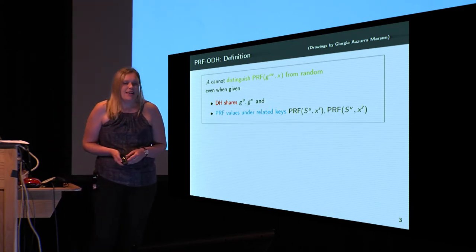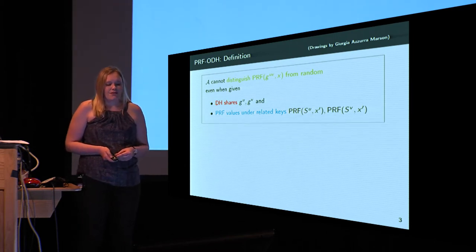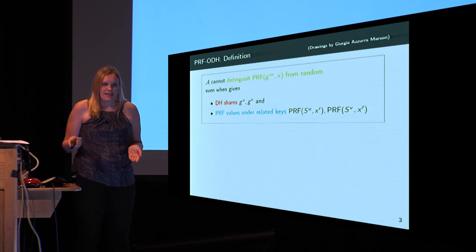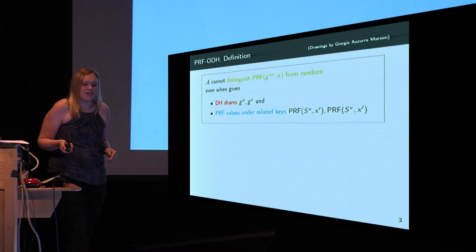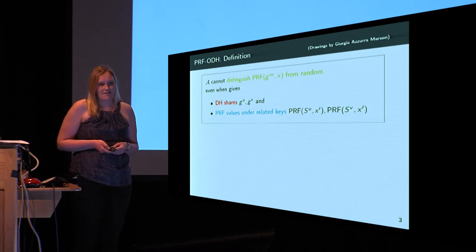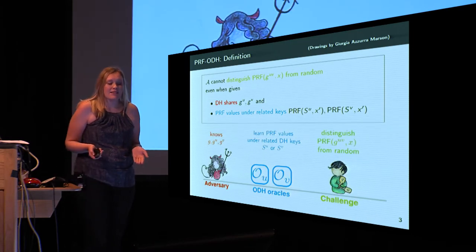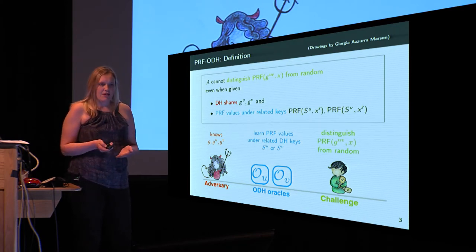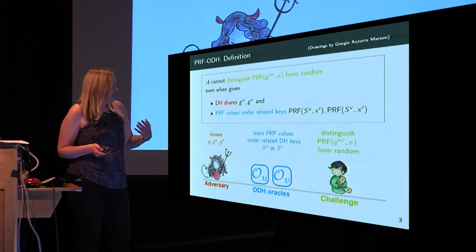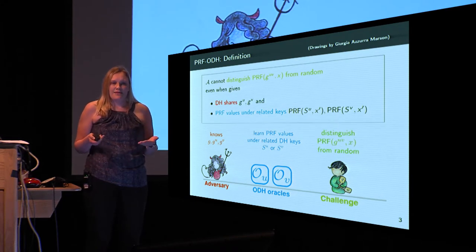So what is this PRF ODH? Informally, PRF ODH guarantees that an adversary cannot distinguish a PRF that is keyed with a Diffie-Hellman value from random, even if the adversary knows the Diffie-Hellman shares that went into the key, as well as the PRF values under related Diffie-Hellman keys. More precisely, the adversary is asked to distinguish the PRF that is keyed with some g to the uv from random, even if it knows g, g to the u, g to the v, and it learns related PRF values under related Diffie-Hellman keys.